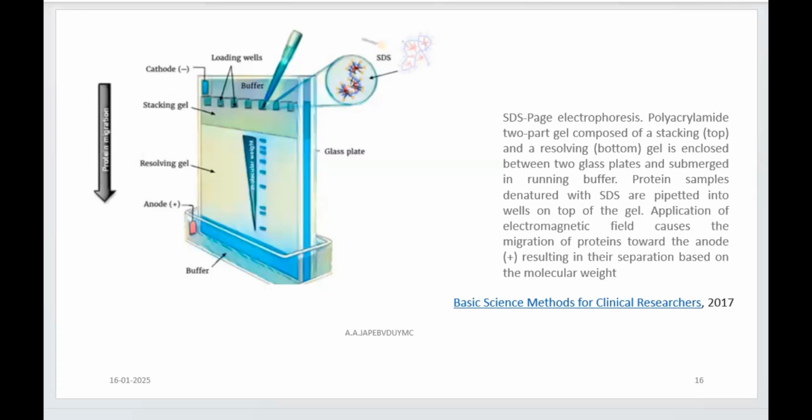So SDS is an anionic detergent, and a sample to be run on SDS-PAGE, you have to first boil it for 5 minutes in a sample buffer containing mercaptoethanol and SDS. Right? What is mercaptoethanol going to do? Mercaptoethanol reduces any disulfide bridges, if they are present in the protein, that help hold the protein together in its tertiary structure. Disulfide bridges need to be removed. So mercaptoethanol will do that.